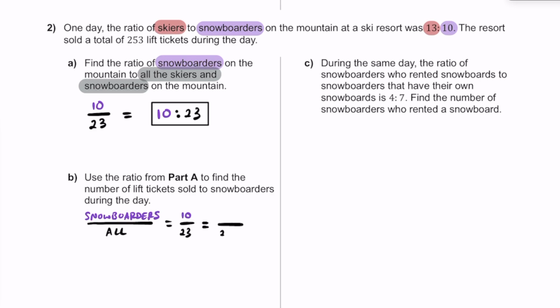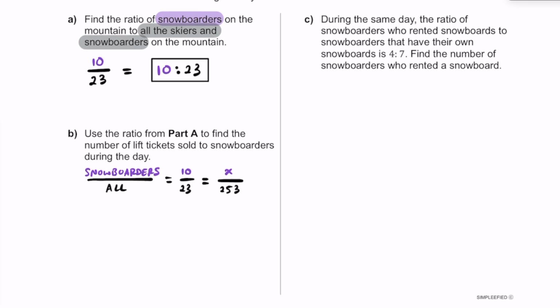So if we go ahead and put that 253 on the bottom for all the tickets sold, we can go ahead and find out. Let's put X here for the number that belonged to the snowboarders. Now, it's up to you what kind of strategies you might want to use to solve something like this. I'm going to just use cross products here.